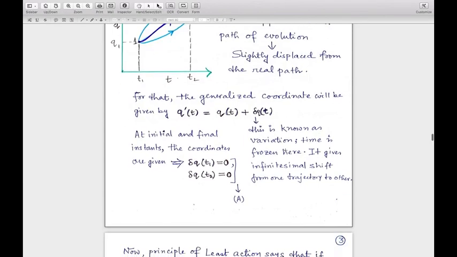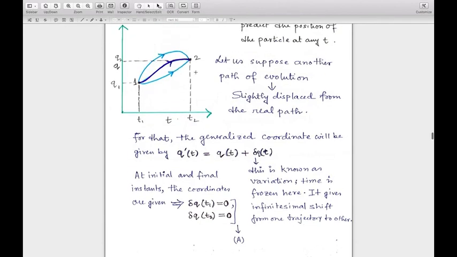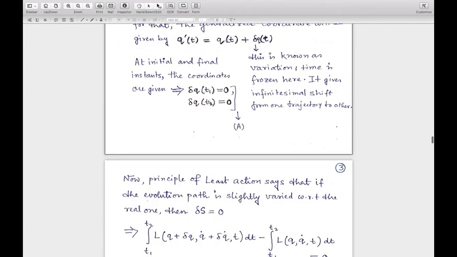However, we all know that we have to follow these initial and final constraints: the virtual displacement, or the variation of q, at the initial time instant and the final time instant should vanish, because the unreal or artificial path should also meet the real path at the initial and final points. This is by our construction.